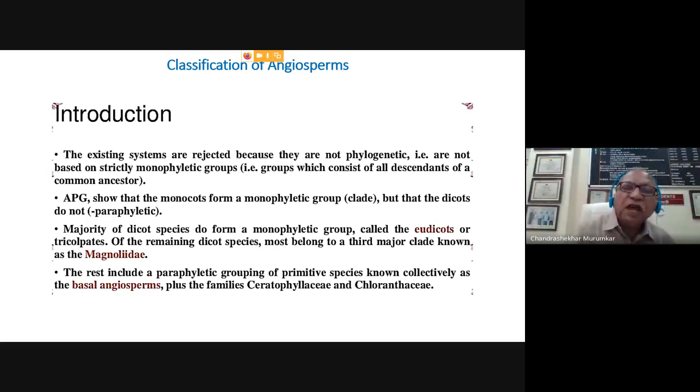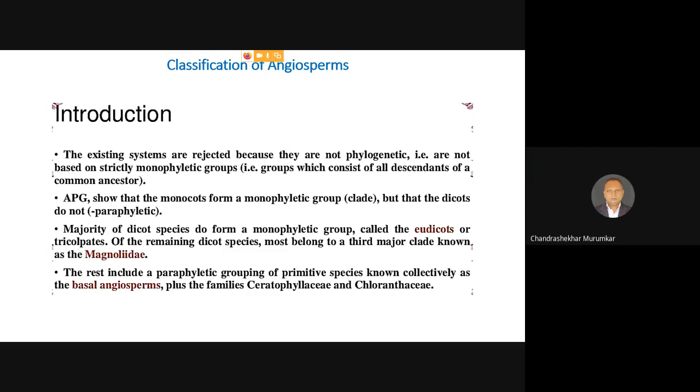These are more than 70%, and the remaining is the clade, that is the magnoliids, which is more primitive within the dicots. The rest include a paraphyletic grouping of primitive species known collectively as the basal angiosperms. So the basal angiosperms provide the basal primitive format of evolutionary trend, and from this basic common evolutionary trend, the further evolutionary progress has taken place. For example, several basic families, plus some additional families like Ceratophyllaceae and Chloranthaceae, have been included in the basal angiosperms.